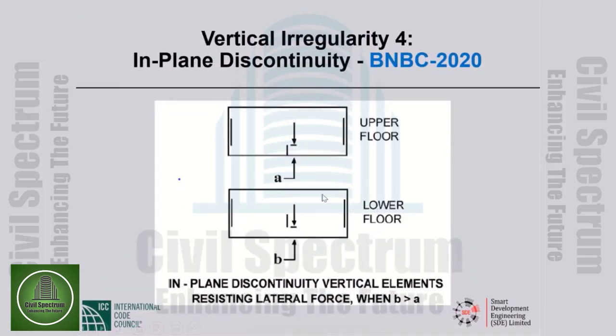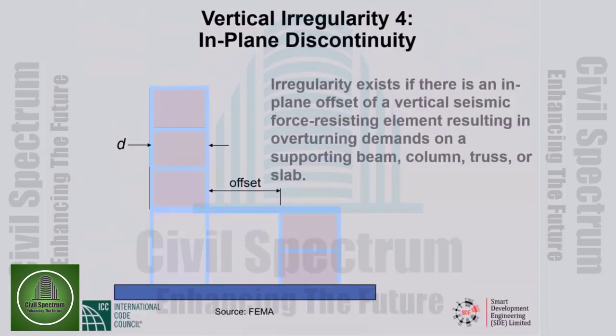So in BNBC, there is a pretty nice picture. So upper floor, this is the shear wall, lower floor, this is the shear wall, and the B dimension is greater than the A dimension. So the BNBC definition is different, it is clearer, and maybe you should stick with that definition would be my advice. This is the FEMA picture, obviously goes with the ASCE 7-05 definition.